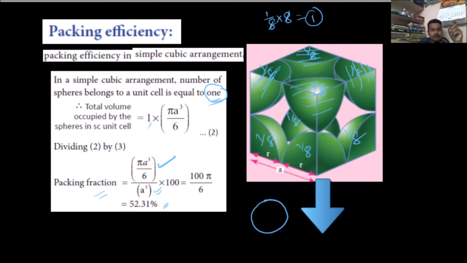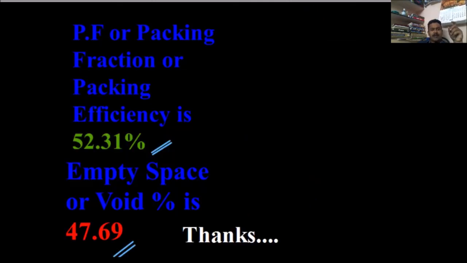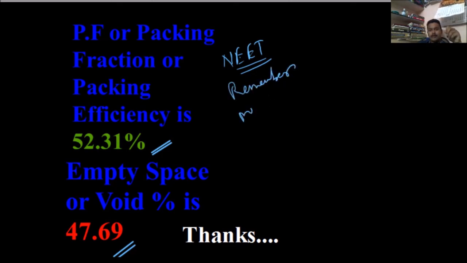And now finally, you have to remember this value, it comes in other competitive examinations like NEET and all. A direct question can come. What is this? Packing fraction or packing efficiency is 52.31. This is a direct one. You have to remember this, everybody. Memorize, don't forget, this is important.